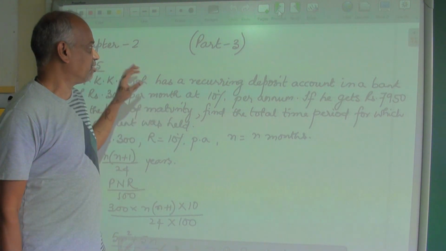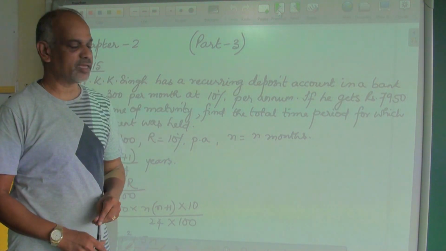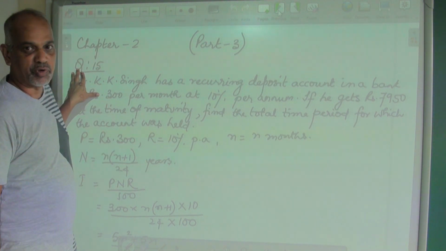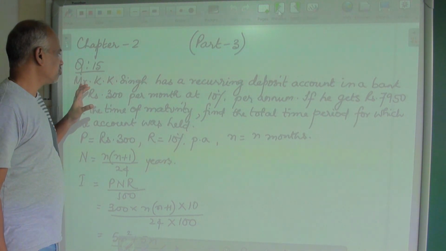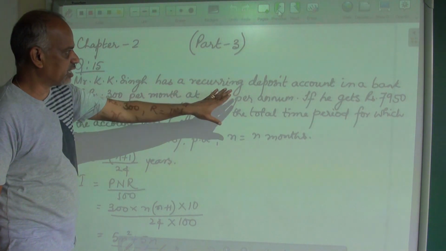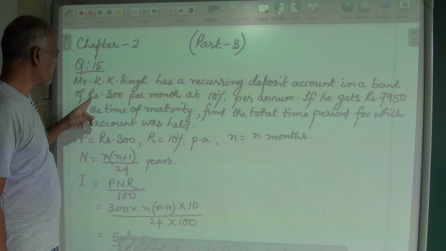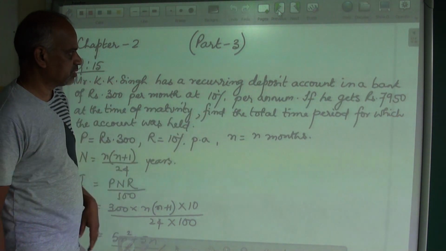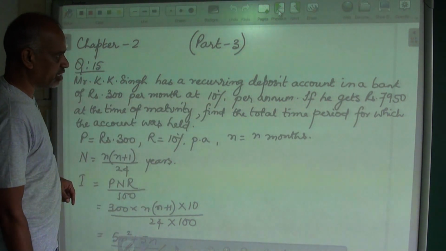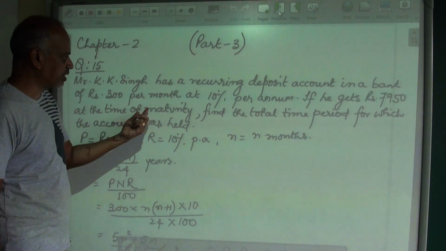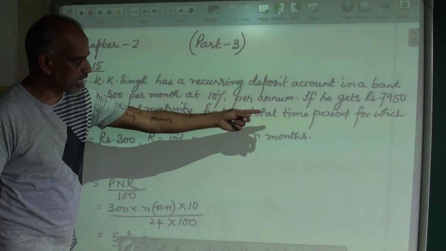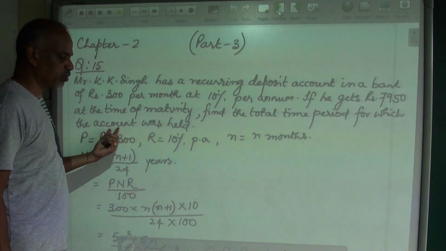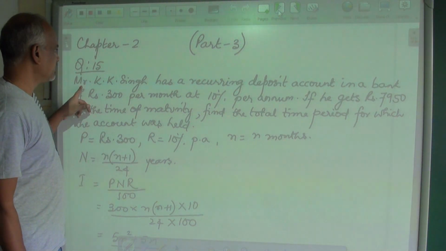The third part of chapter number 2 on banking. Question number 15. Mr. K.K. Singh has a recurring deposit account in a bank of rupees 300 per month at 10% per annum. If he gets rupees 7950 at the time of maturity, find the total time period for which the account was held.